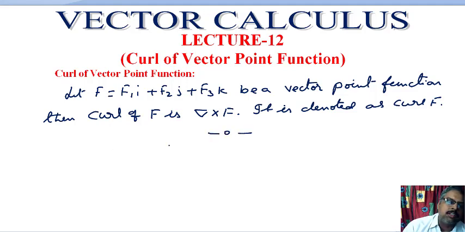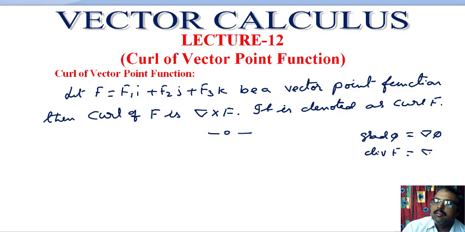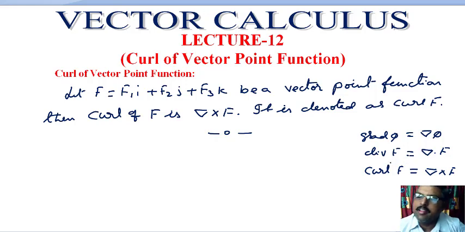Now this is a simple definition of curl of a vector point function. F is a vector point function in terms of x, y, z, F equals f1i plus f2j plus f3k. Then curl of f is del cross f. What is gradient? Gradient of phi is del phi. Divergence of f is del dot f. Now curl f is del cross f.